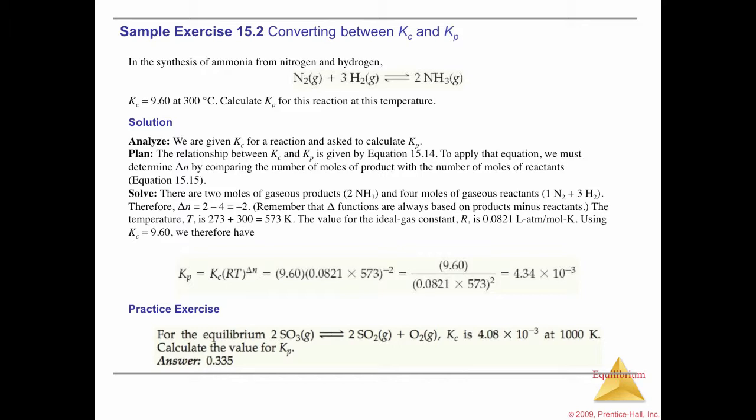The temperature is 273 plus 300 degrees Celsius, or 573 Kelvin, and the value for the ideal gas constant R is equal to 0.0821 liter atmospheres per mole Kelvin. Using the K sub C value given, 9.60, we therefore have a relationship calculated between K sub P and K sub C, and we get 4.34 times 10 to the negative third. This is our K sub P value for the reaction at this temperature. Please complete the practice exercise.